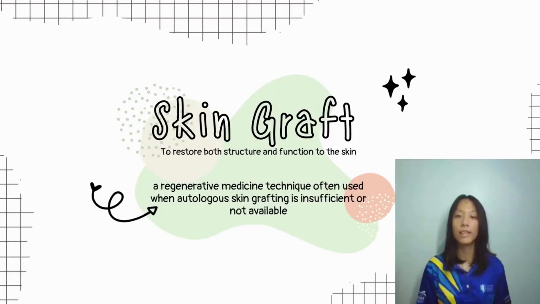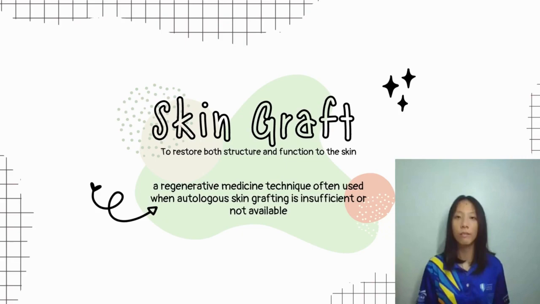As we all know, the skin is the largest organ in the human body. It performs a large number of functions which are crucial for survival. The main function of skin is to act as a protective barrier against harmful ultraviolet radiation, chemicals, and pathogenic microorganisms. The skin graft technique helps to restore both structure and function to the skin.